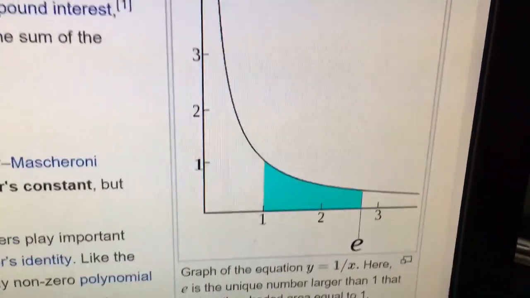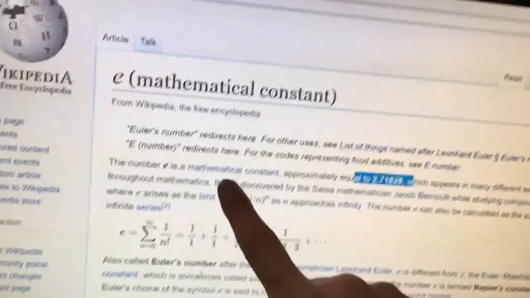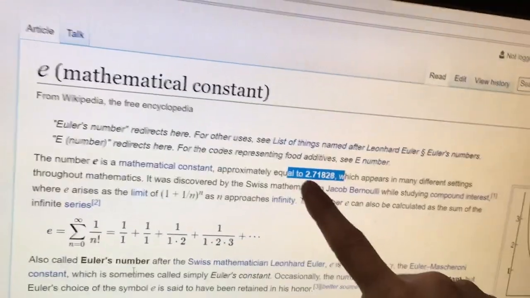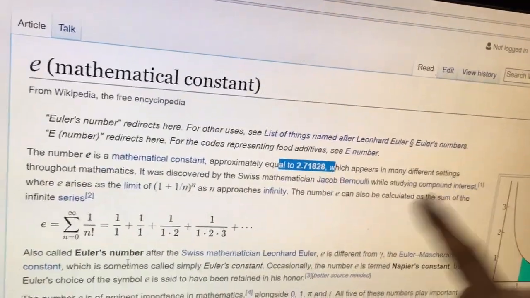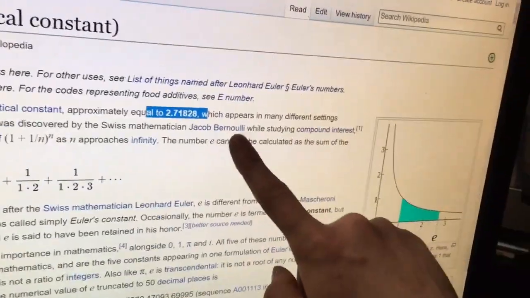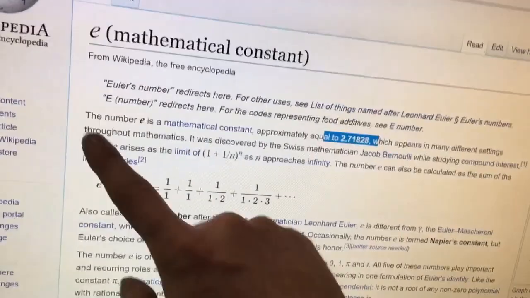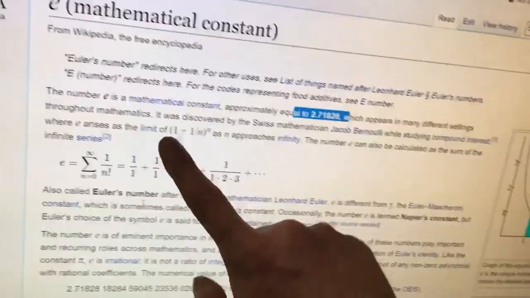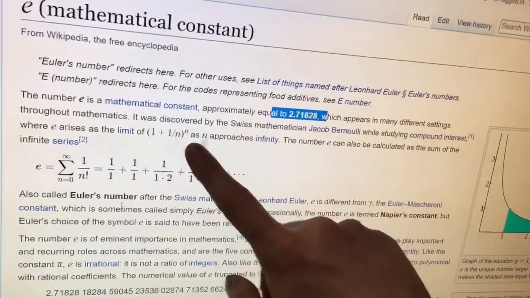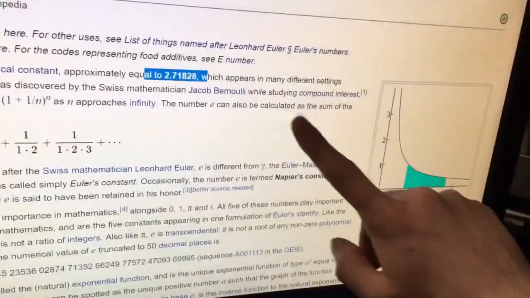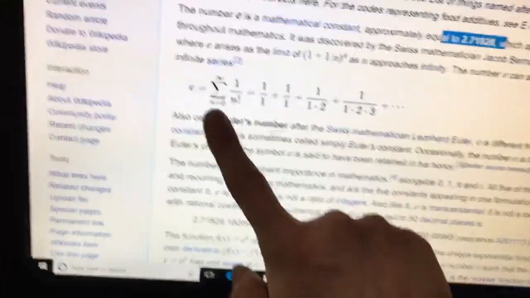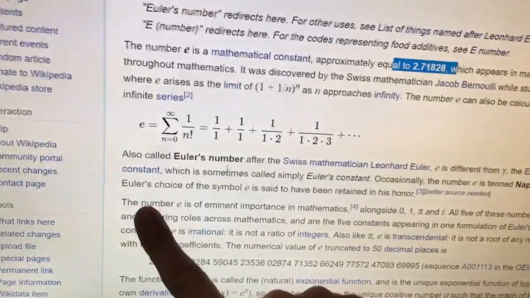It's E. Euler's number E directs here. The number E is a mathematical constant approximately equal to 2.71828, which appears in many different settings throughout mathematics. It was discovered by Swiss mathematician Jacob Bernoulli while studying compound interest, where E arises in the limit of 1 plus 1 over n to the n as n approaches infinity. The number E can also be calculated as the sum of the infinite series. It's an infinite series, guys. That's what I learned in school.